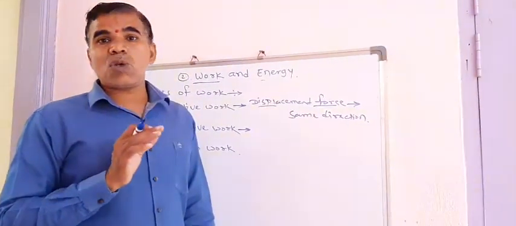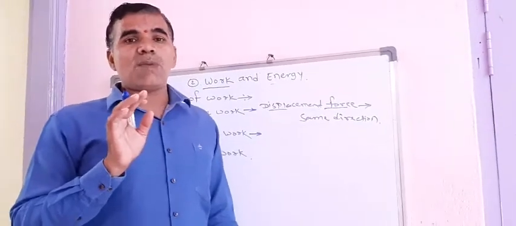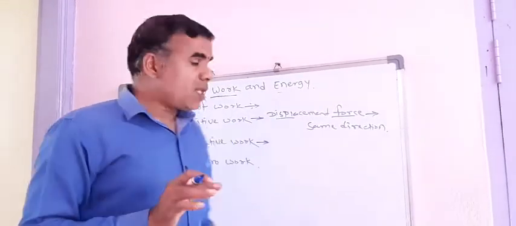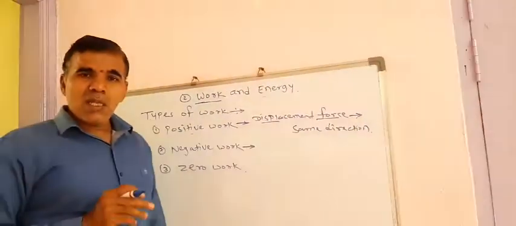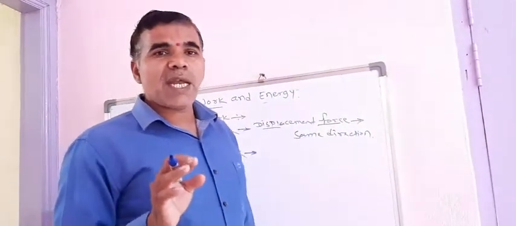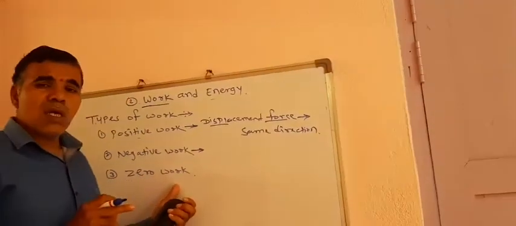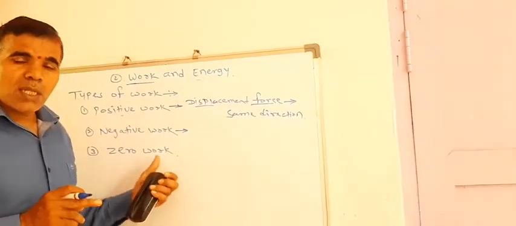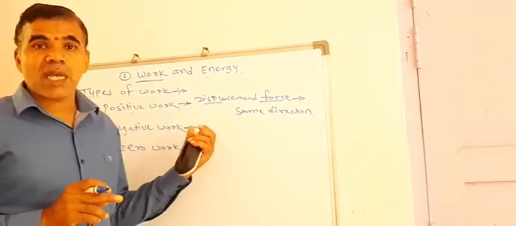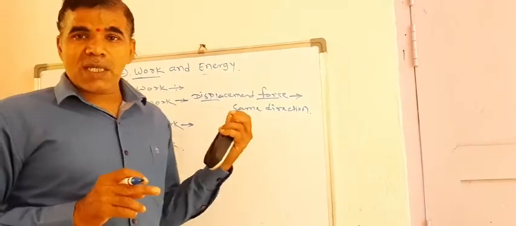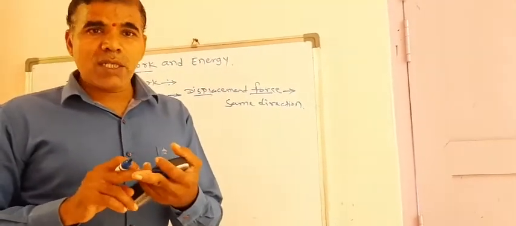When we are driving a motorcycle and stop it with a brake, then it is negative work. And zero work means when displacement and force are perpendicular to each other. In our textbook some examples are given. Classify the examples into positive work, negative work and zero work.